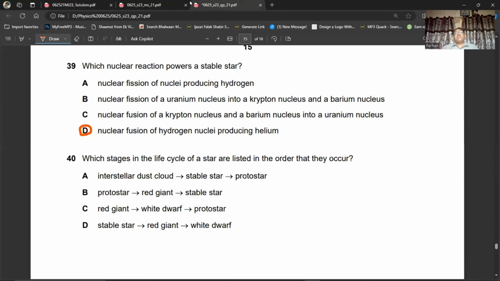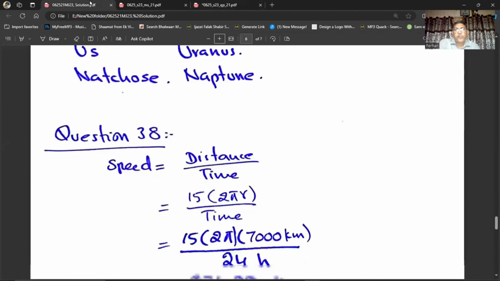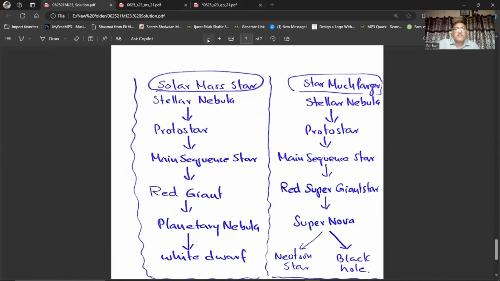Question number 40. It says, which stages in the life cycle of a star are listed in the order that they occur? Interstellar dust clouds, then a stable star, then a protostar. Protostar, red giant, and stable star. Red giant, white dwarf, and protostar. No. Stable star, red giant, and white dwarf. This is the right answer, sir. Let me show you before we make a choice.